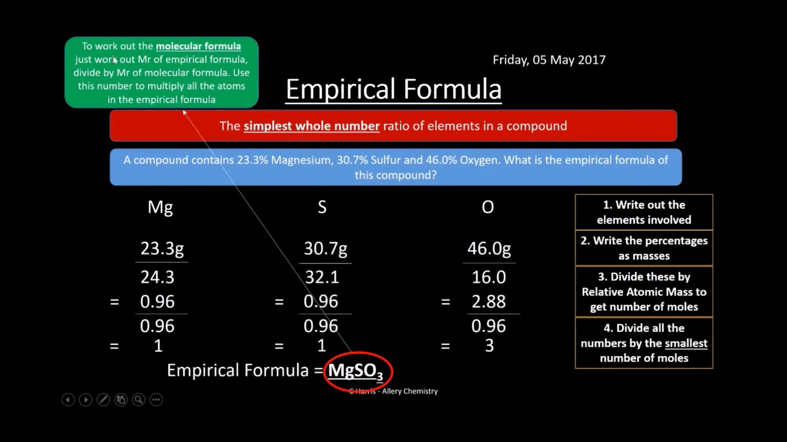But to work out the molecular formula, all we do is we just work out the MR of this. This is our empirical formula. Divide it by the MR of the molecular formula that they will give you, and we use this to multiply all the atoms in the empirical formula. So we can use that to work out that.